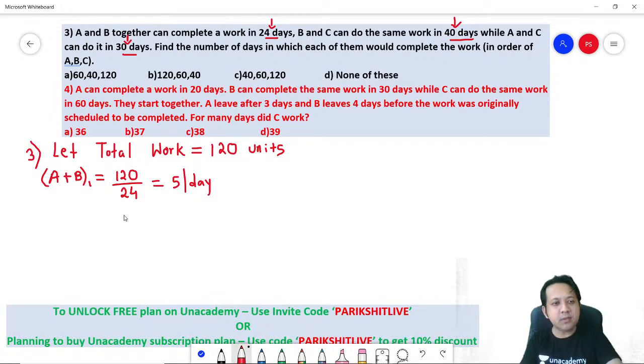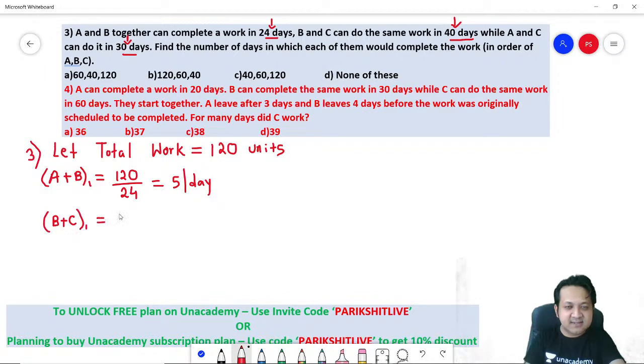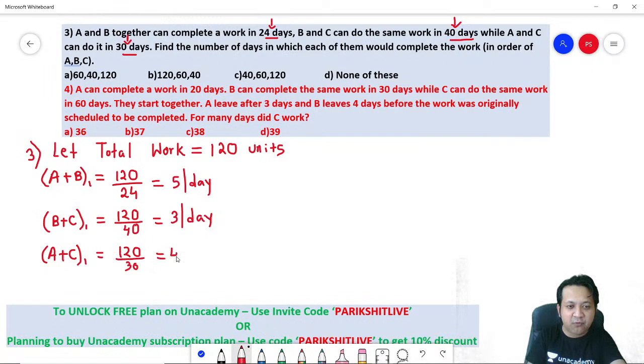What about B and C? B and C do the same work in 40 days. So can I say in one day, B and C must be doing 3 units, while A and C can do it in 30 days. If A and C can do it in 30 days, so can I say in one day, A plus C must be doing 4 units per day. Do you follow?